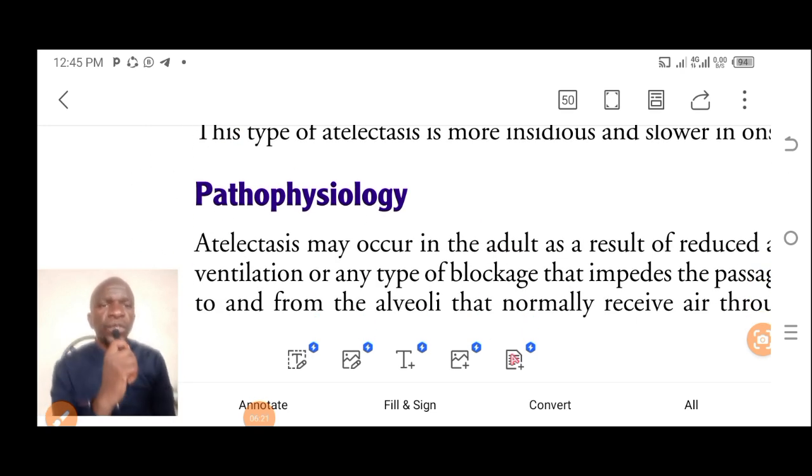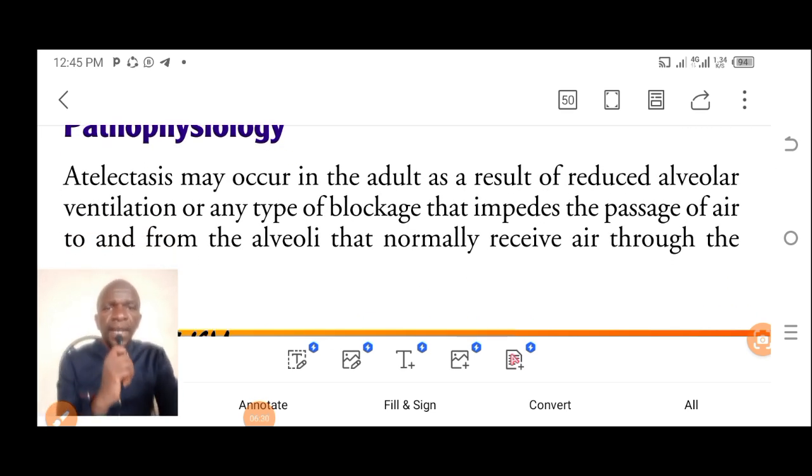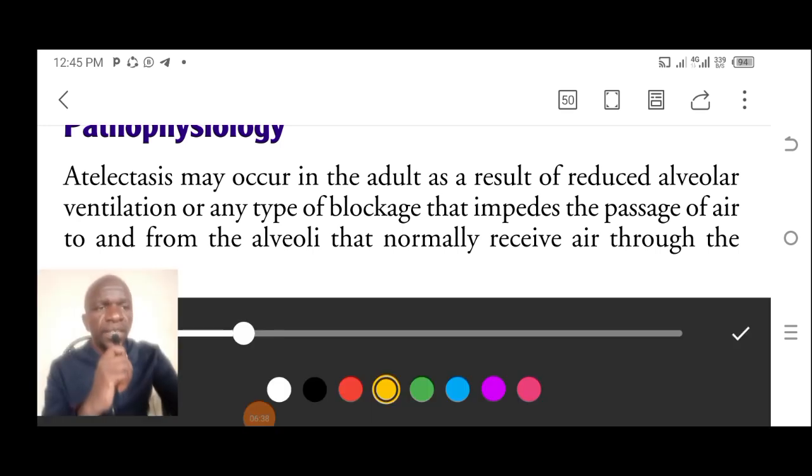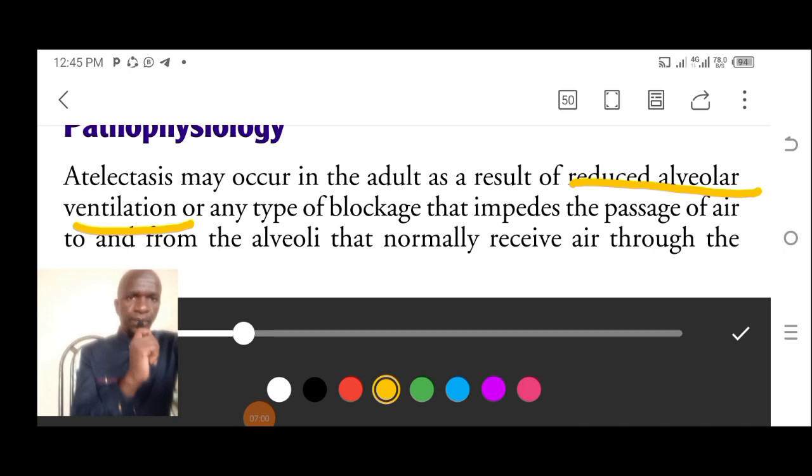So now I want to look at the pathophysiology of atelectasis. Atelectasis may occur in the adult as a result of reduced alveolar ventilation. I want you to be clearly observing. That's why we talked earlier about obstruction of the airway, which leads to lung collapse.